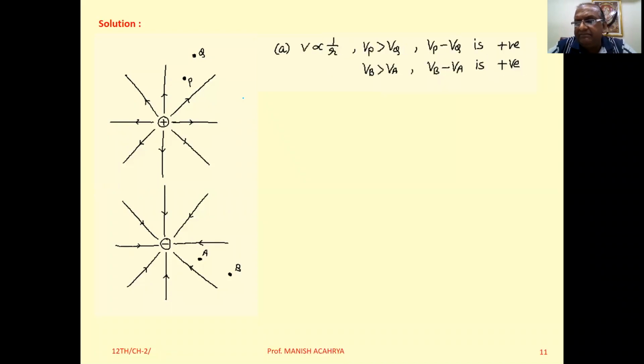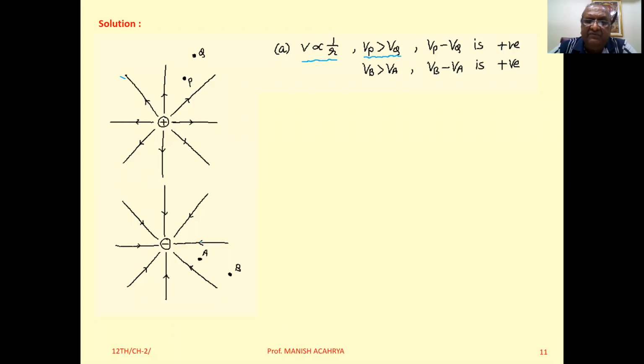Now see, first thing, the potential of a positive charge, that is positive potential, at P as well as at Q. But the potential due to a point charge is kQ upon r, meaning V is proportional to 1 upon r. It implies that here point P is closer to the charge compared to Q. So for the first figure we can write Vp is greater than Vq.